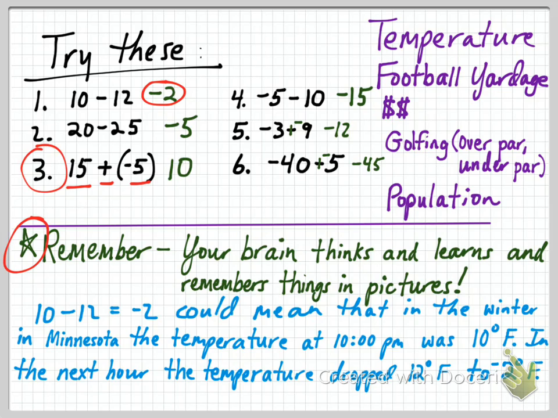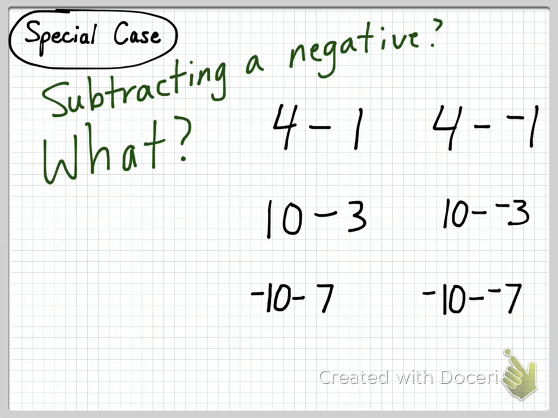Okay, so here's the deal. Subtracting a negative is a special case here, and I want you to understand the difference between subtracting a positive and subtracting a negative. 4 minus 1, we know that that's 3. Okay, 4 minus a -1, it's not 3. Can't be 3 because you're subtracting a different number than 1.